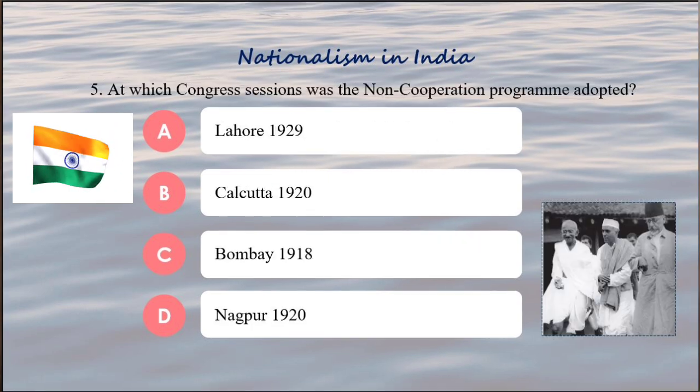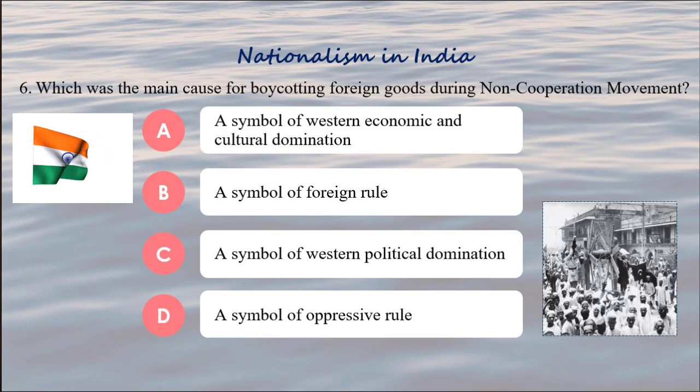At which Congress sessions was the non-cooperation program adopted? Nagpur in 1920. So option D is correct. Which was the main cause for boycotting foreign goods during non-cooperation movement? A symbol of Western economic and cultural domination. So option A is correct.